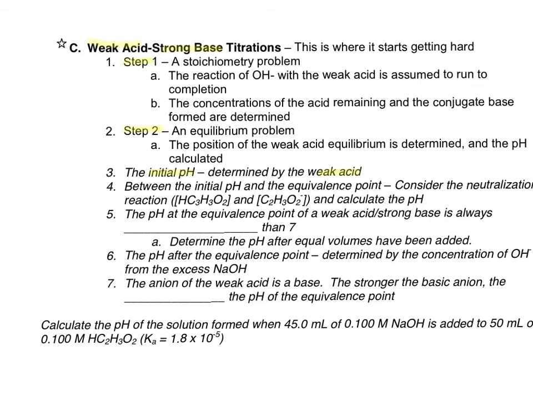But once you start adding strong base, your pH is going to change. So you have to consider what's going on in the reaction, and then calculate a new pH based on this. A good rule of thumb to remember is that if you're doing a weak acid strong base reaction, your equivalence point pH is always going to be over 7. If you're doing the opposite, weak base strong acid, it's always going to be below 7.